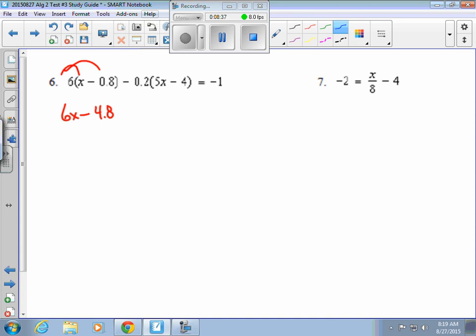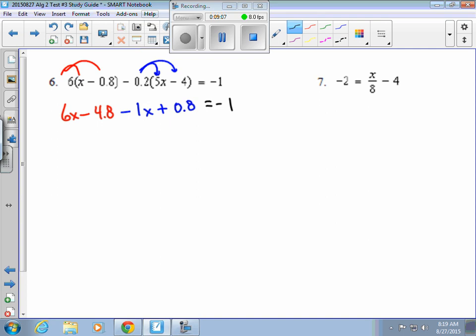For the second one, we have negative 0.2 times 5. Again, 5 times 2 is 10, but you got to move that decimal one time. So it's negative 1.0 or negative 1x. And then negative 0.2 times negative 4. Negative times a negative is a positive. Again, 4 times 2 is 8, but it's 0.2. So it has to be a positive 0.8 is equal to negative 1.